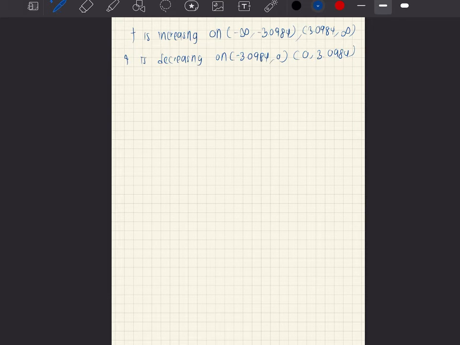So the next question asks us to find the x coordinate of the inflection point. So we need to take the second derivative to find the x coordinate.